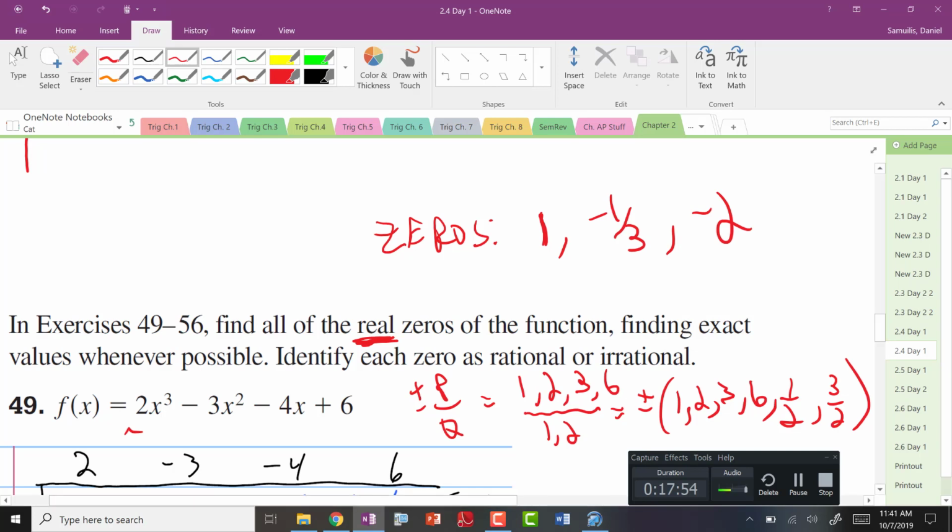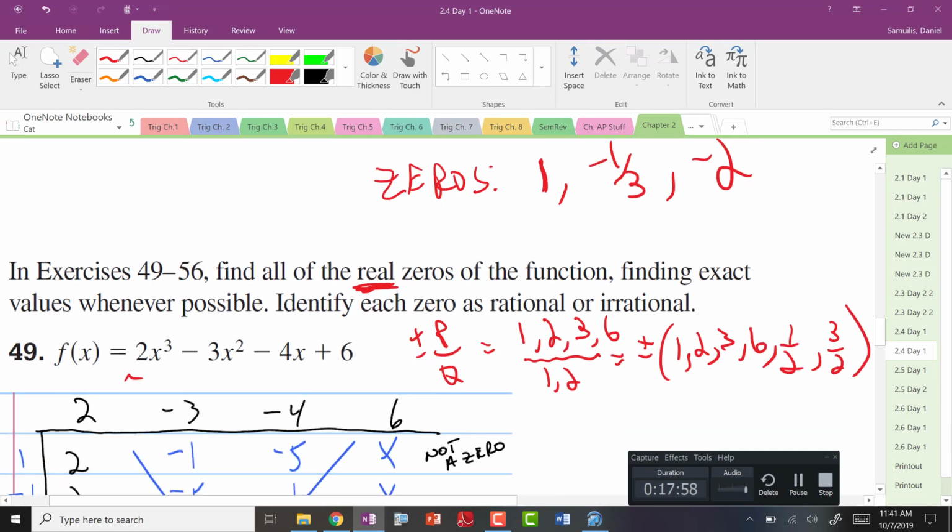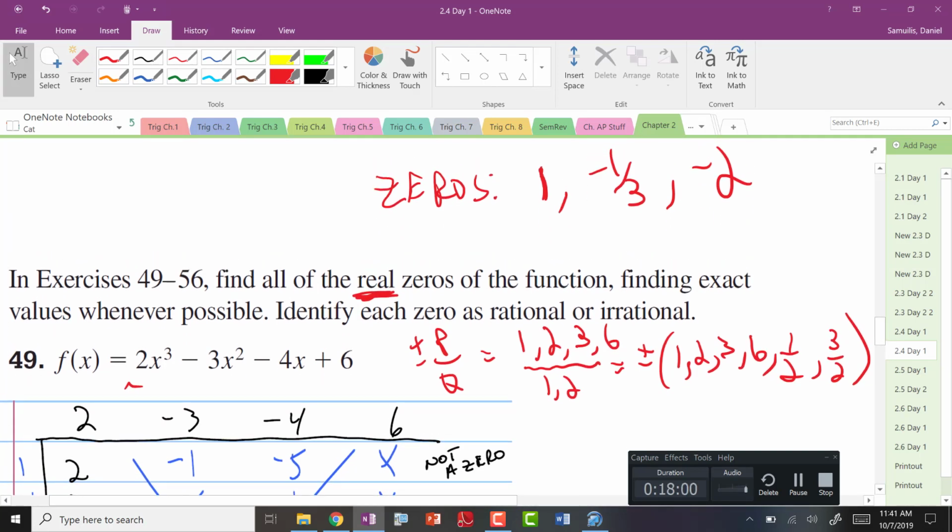Then back in the day, if I still had this video, this is what I did. I tried 1. I know you can't see it. Boba Fett's head's in the way. Sorry. Bring down the 2. 1 times 2 is 2. 2 plus negative 3 is negative 1. 1 times negative 1 is negative 1. Negative 1 plus negative 4. So close. Negative 5. What's 1 times negative 5 plus 6? 1. That means 1 comma 1 is a coordinate, not 1 comma 0.